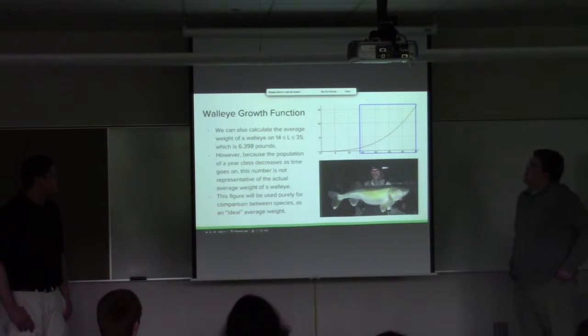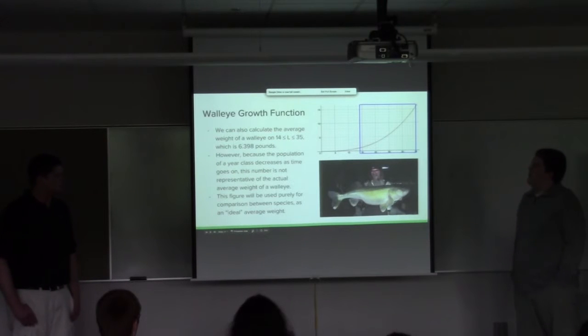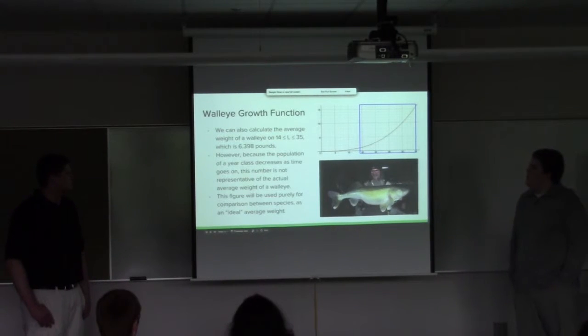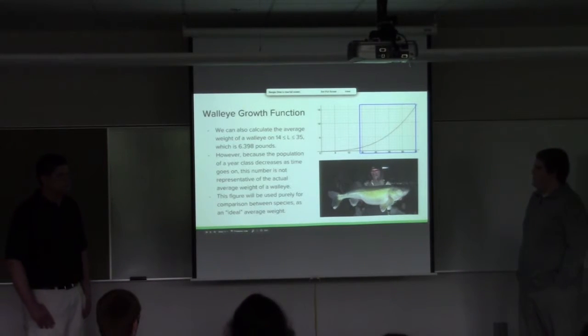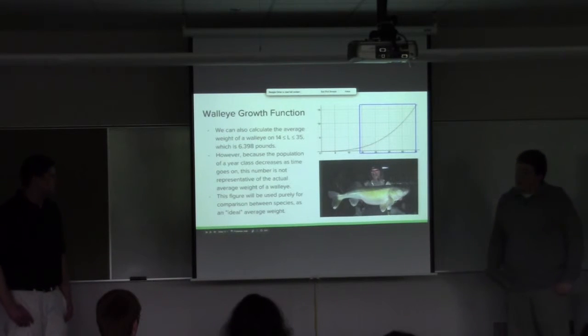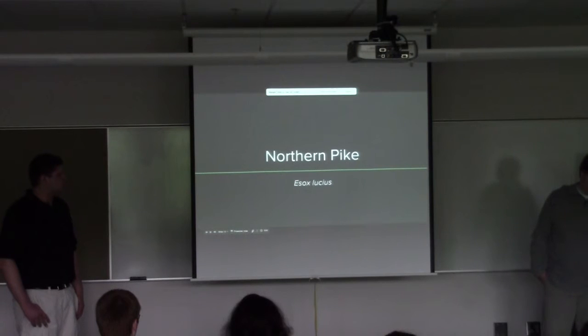And carrying on with that, we can also calculate the average weight of a walleye in the same interval, which is 6.398 pounds. However, because the population of each class decreases as time goes on, this number is not representative of the actual average weight of a walleye. This figure will be used purely for comparison between species as an ideal average weight. So obviously, not every fish is the same.